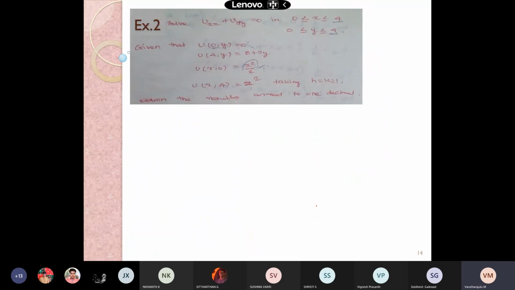Liebmann's iteration formula. Exercise number 2: solve uxx plus uyy is equal to 0 where x varies from 0 to 4, y also varies from 0 to 4, and these are the various boundaries. So we need to build our own table, and then we start, taking h, the difference in the x-axis, and the difference in the y-axis, equal to 1. Obtain the results correct to 1 decimal.